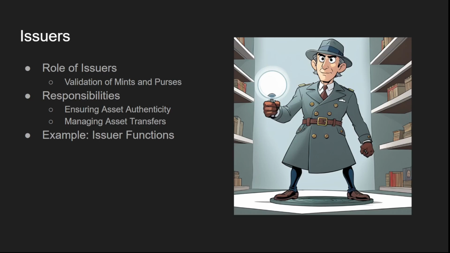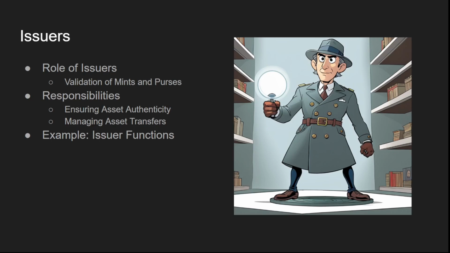Issuers also manage the transfer of assets between purses and payments. They validate and authorize these transfers, ensuring that they are legitimate and adhere to the contract's rules. For instance, when a payment is made from one purse to another, the issuer verifies the transaction to ensure that the correct amount is transferred and that both the sending and receiving purses are accurately updated.